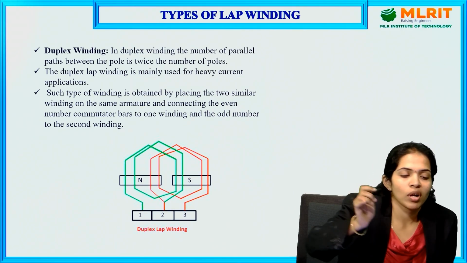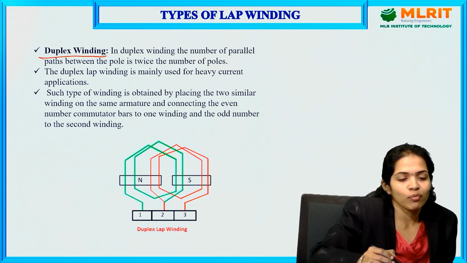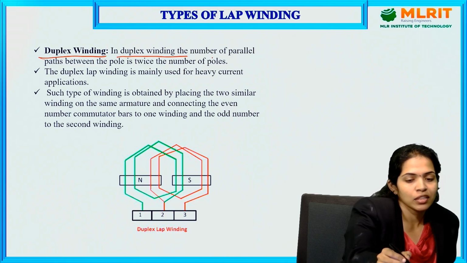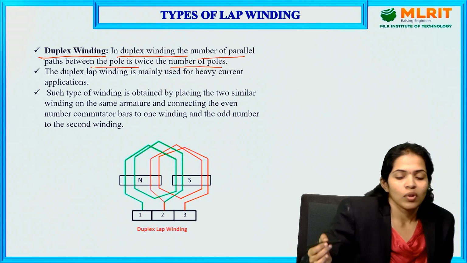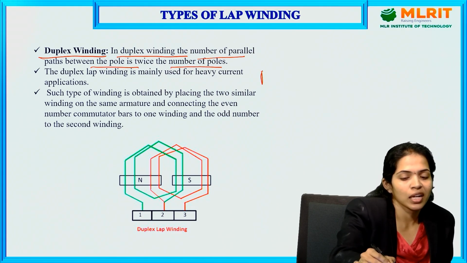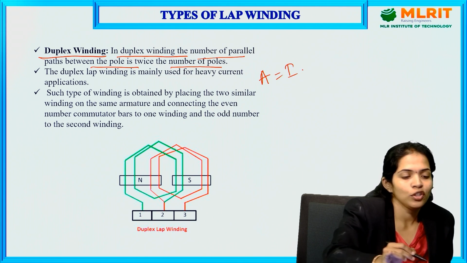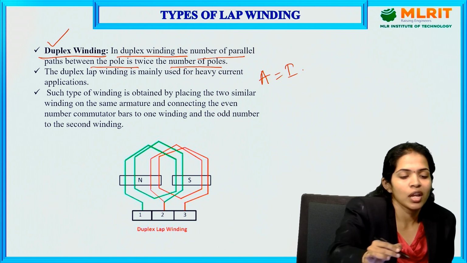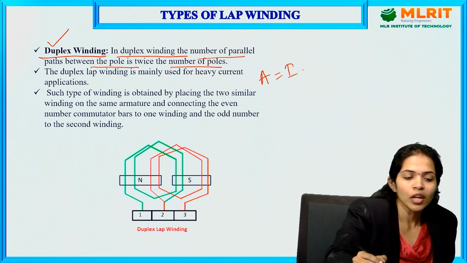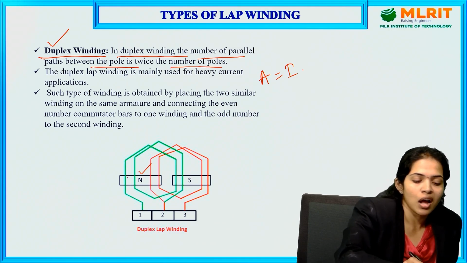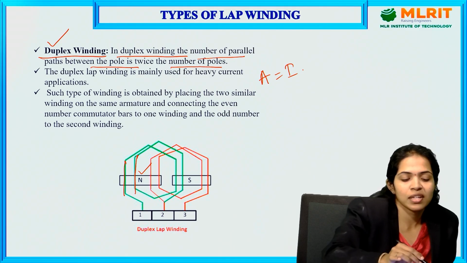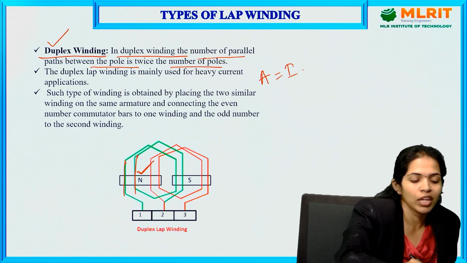Next one, we see about the duplex lap winding. In the duplex lap winding, the number of parallel paths between the poles is twice the number of poles. Parallel paths are again the paths for carrying the current. In duplex, as we see in the name, the number of parallel paths is twice the number of poles. So, if we consider one pole here, we have two parallel paths in which the two conductors are carrying the current.